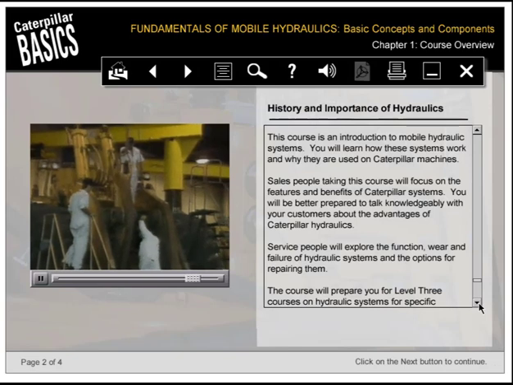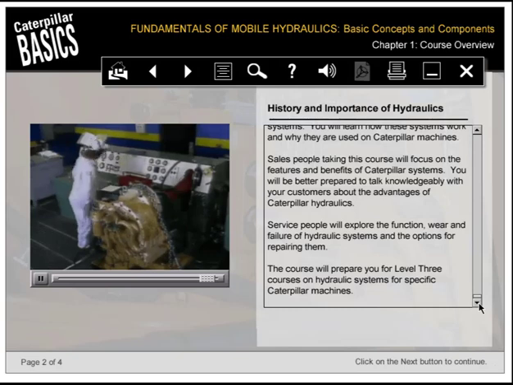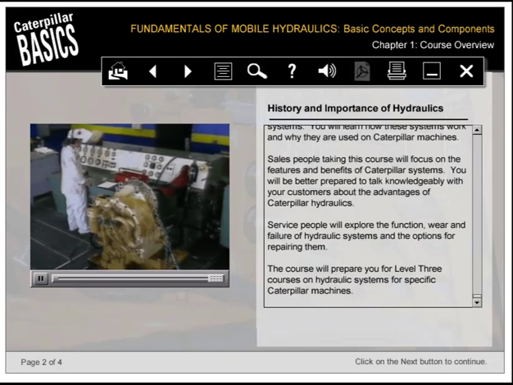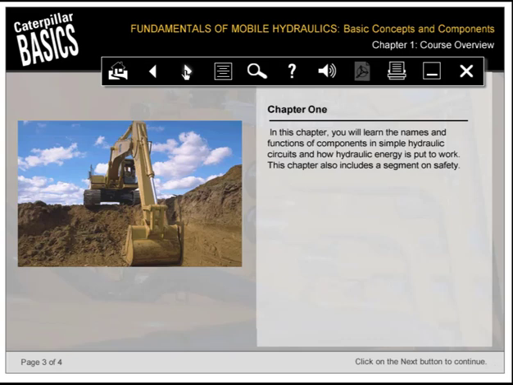Service people will explore the function, wear, and failure of hydraulic systems and the options for repairing them. The course will prepare you for Level 3 courses on hydraulic systems for specific Caterpillar machines. In this chapter, you'll learn the names and functions of components in simple hydraulic circuits and how hydraulic energy is put to work. This chapter also includes a segment on safety.